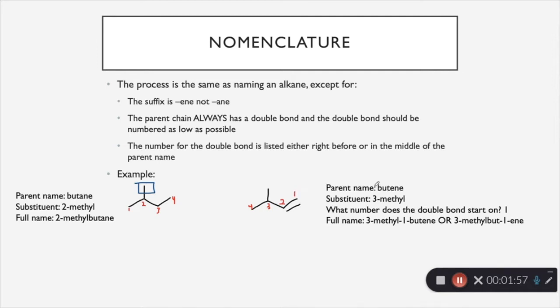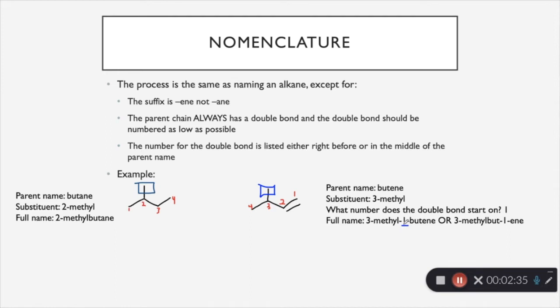So let's go through the other parts of this. The parent name is going to be butene because it has 4 carbons in the parent chain. The substituent is the exact same as an alkane. It would be 3-methyl because it would be 1, 2, 3, and it has 1 carbon. So what number does the double bond start on? It starts on 1. That's another question that you have to ask yourself when you're putting the full name together. So the full name of this would be 3-methyl-1-butene. And you put that 1 before the butene because that is where the double bond starts.